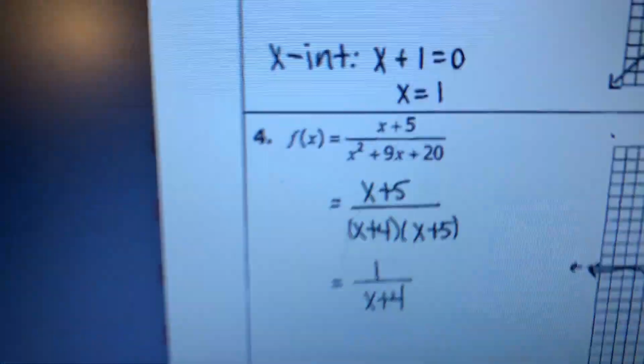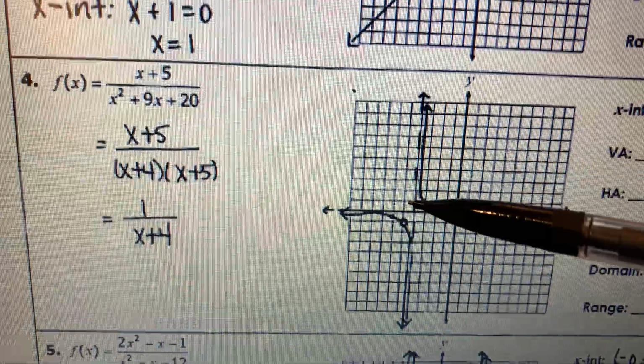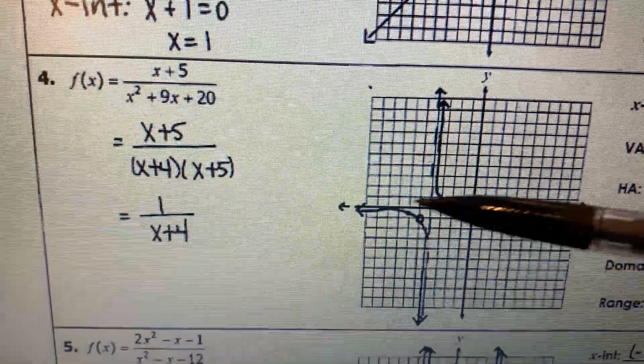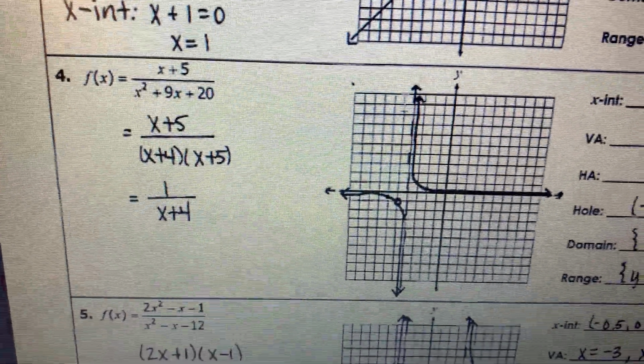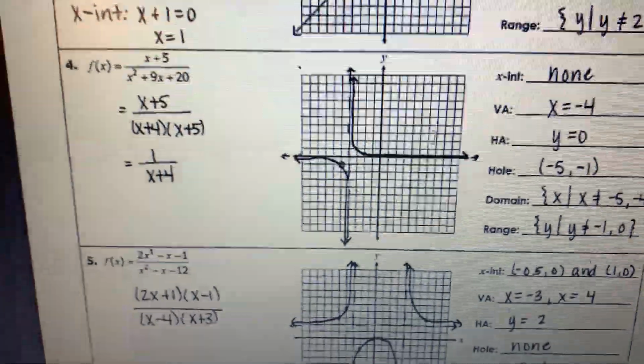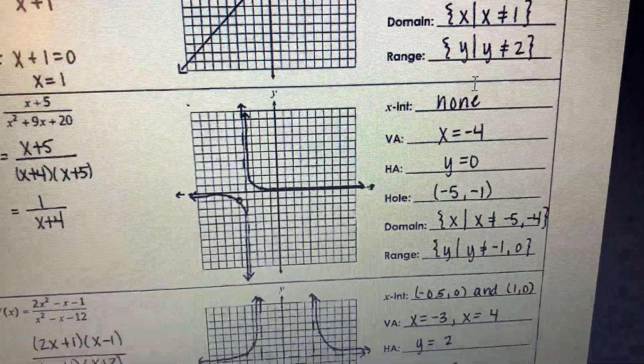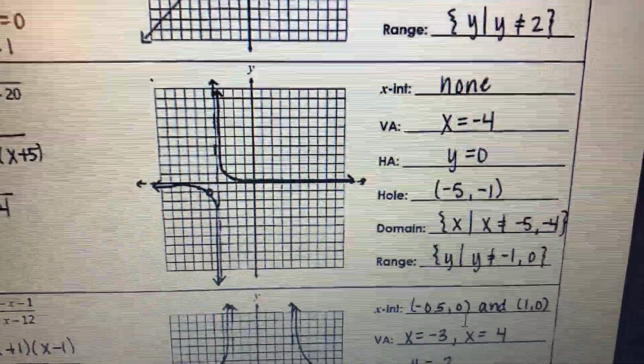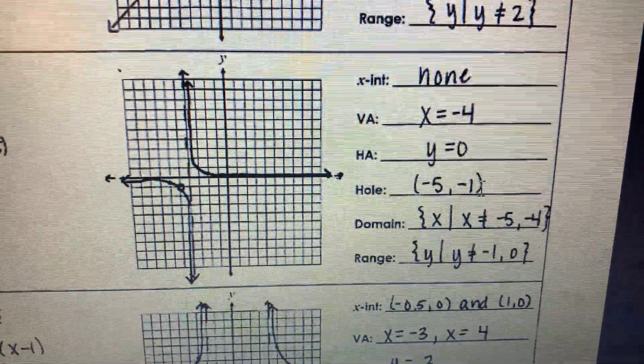So I'm going to go to negative 5. Okay, negative 5, negative 1. There it is. And now it's a hole on my graph. Once you do all that, go ahead and do your smooth curves, and you're done graphing. Then you just need to write down all the stuff you found. And so the hole is negative 5, negative 1.